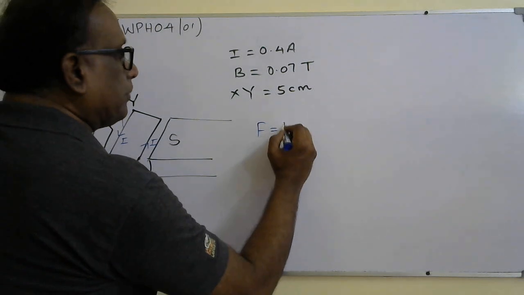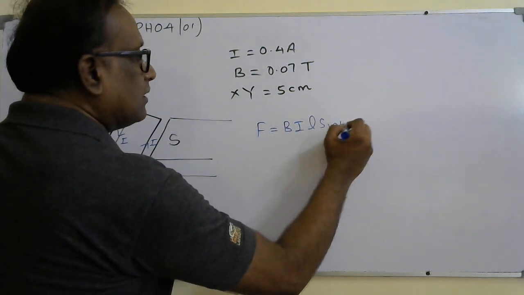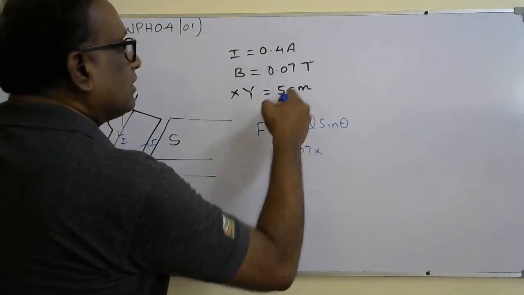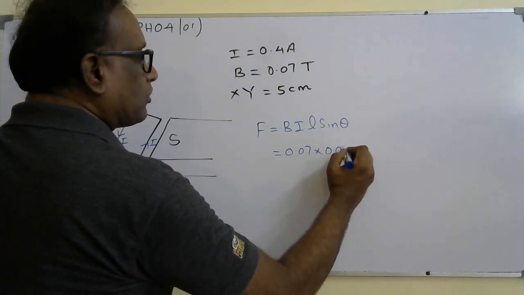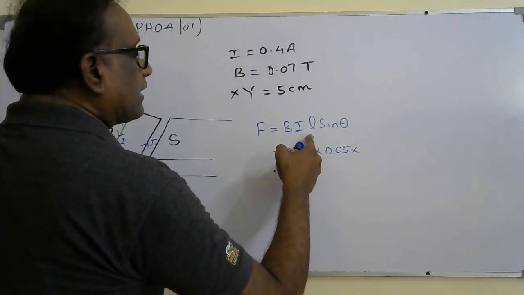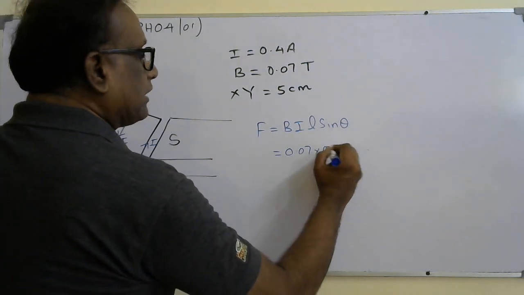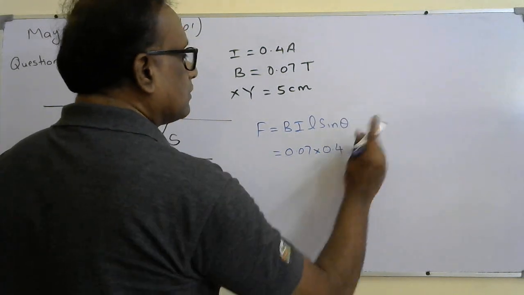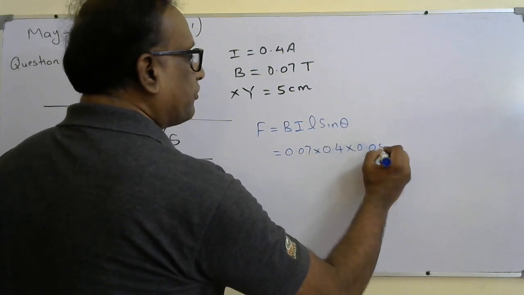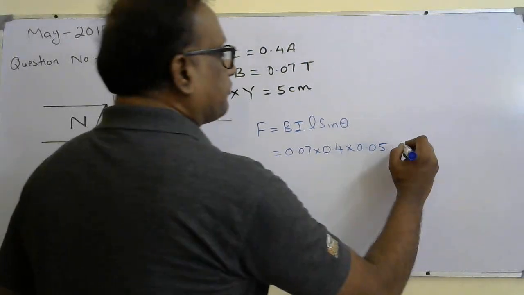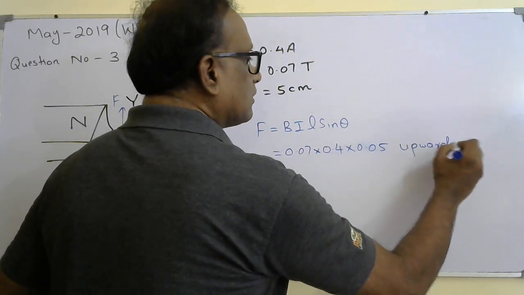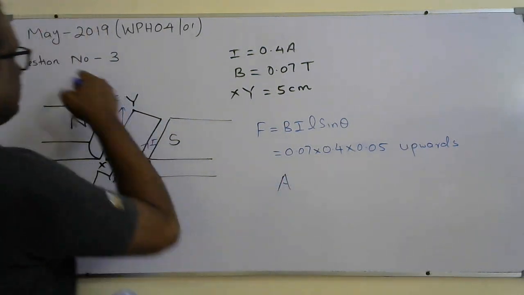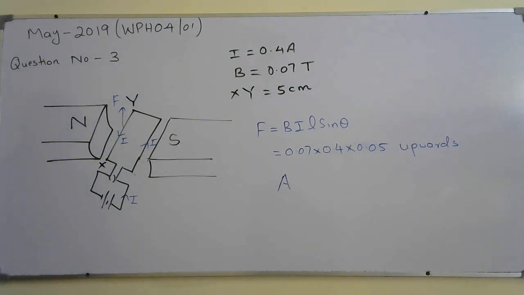That is given by F equal BIL sine theta. Theta is 90 degrees. B is given as 0.07. The length, 5 centimeter, means 0.05 in meters. And current is 0.4 amperes. The direction is upwards. So the correct answer is A. For this question, correct answer MCQ A.